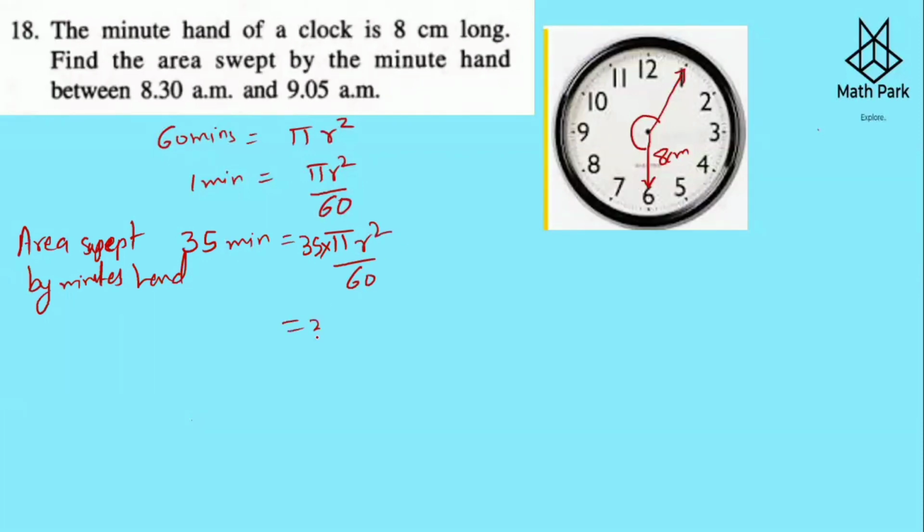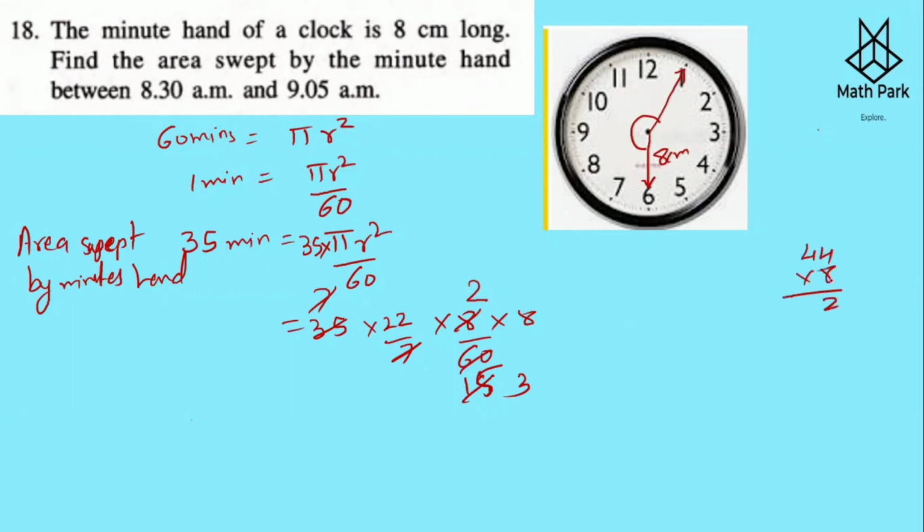So let us solve this. Pi is 22 by 7. The radius is 8 centimeters. So 8 times 8, and there is 60 over here. So 35, we have 4 twos are 8 and 4 fifteens are 60, and 35 can be divided by 5. 5 sevens are 35 and 5 threes are 15. This 7 and 7 got cancelled. So we now have 22 times 2 is 44. 44 into 8. 8 fours are 32, plus 3 is 35.